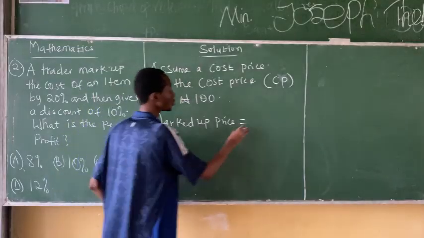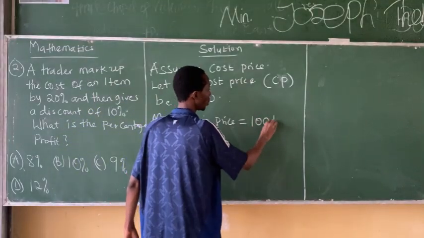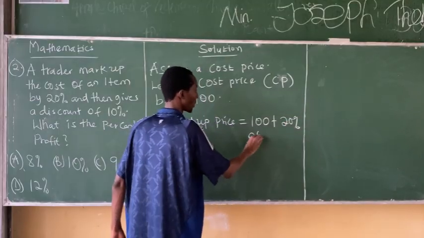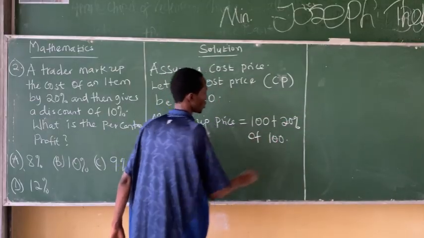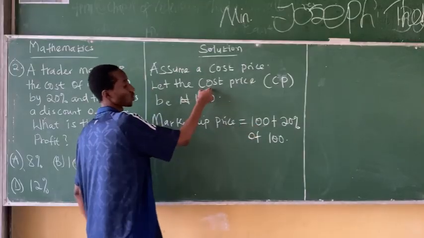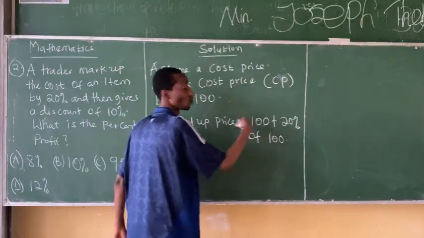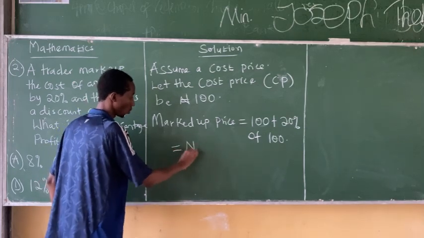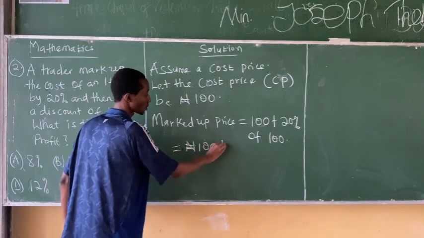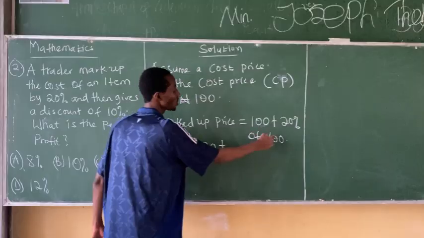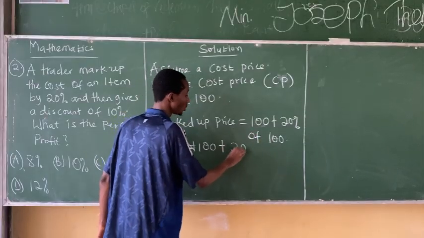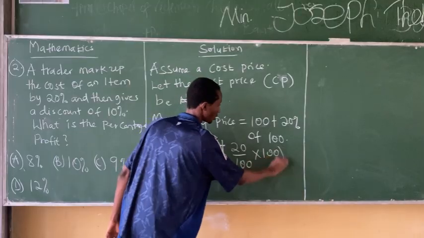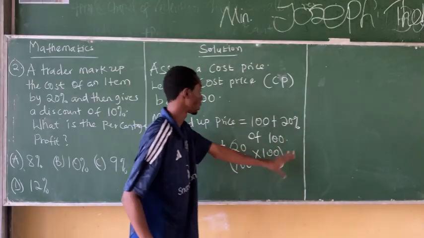is equal to 100 plus 20% of 100. This 100 here is for the cost price. Then you take 20% of 100. This is equal to 100 naira, which is the cost price, plus 20% of 100, which is 20 divided by 100 times 100. That's what 20% of 100 simply means.